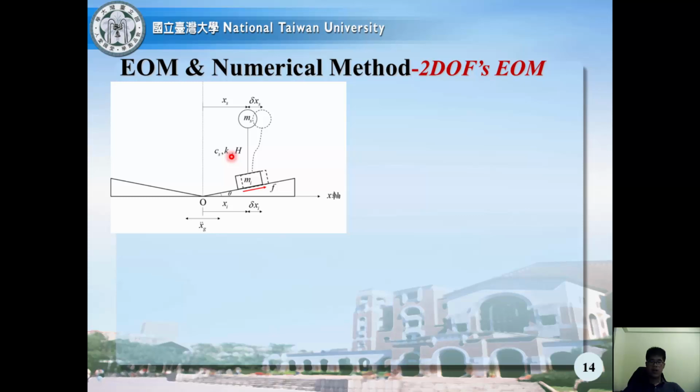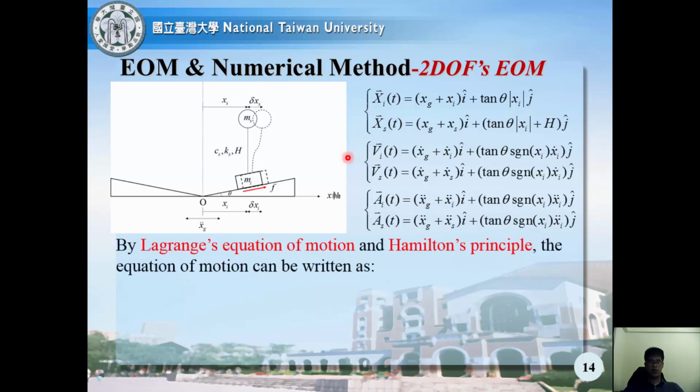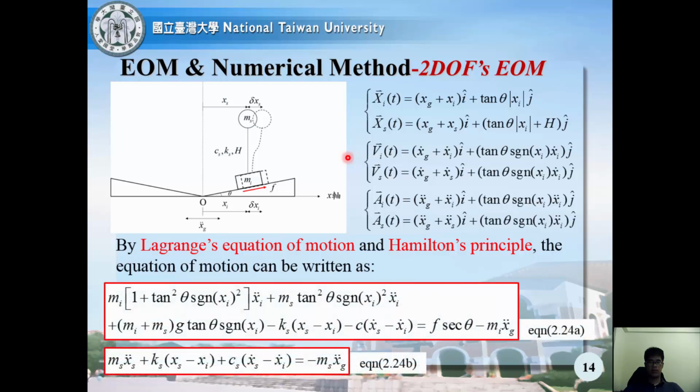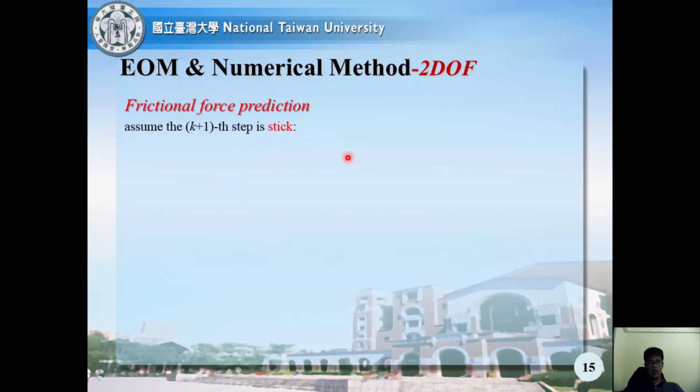And then again, by the Cartesian coordinate, we may form up the displacement, velocity and also the acceleration vectors for our system. And then by these vectors, we can form up our equation of motion. However, we haven't decided our frictional force again. So then we assume the k+1 step is in stick state.